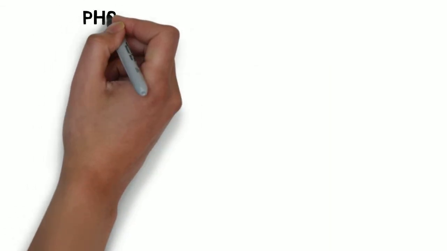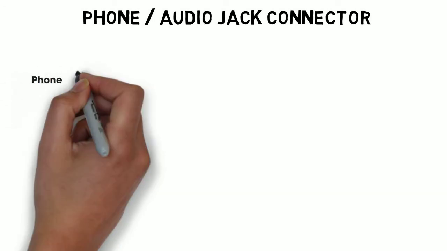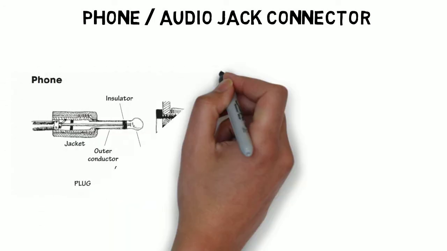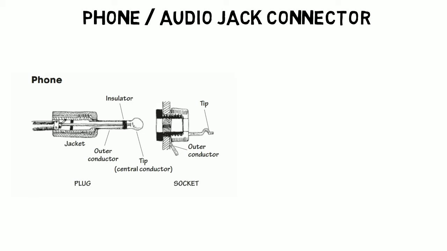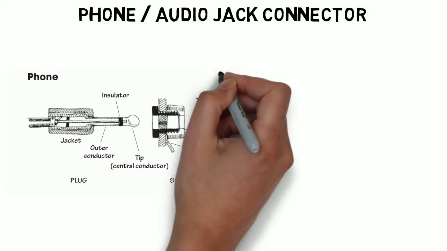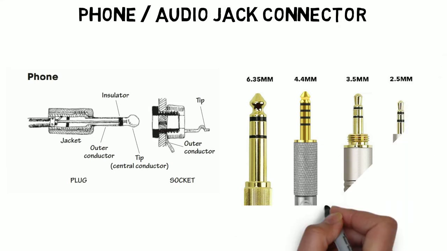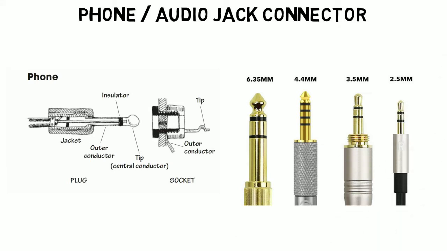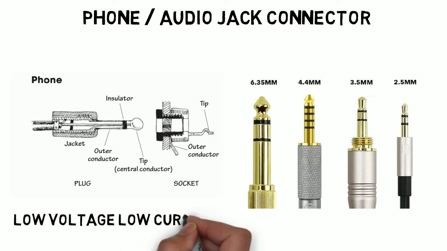Sixth on our list are the phone connectors, the same as an audio jack. These connectors accept shielded, braided cables. I have talked about shielded cables in the previous video where I explained different types of cables. I will provide you the link in the I button. But they are larger in size. They are used as connectors in microphone cables for low voltage, low current applications.